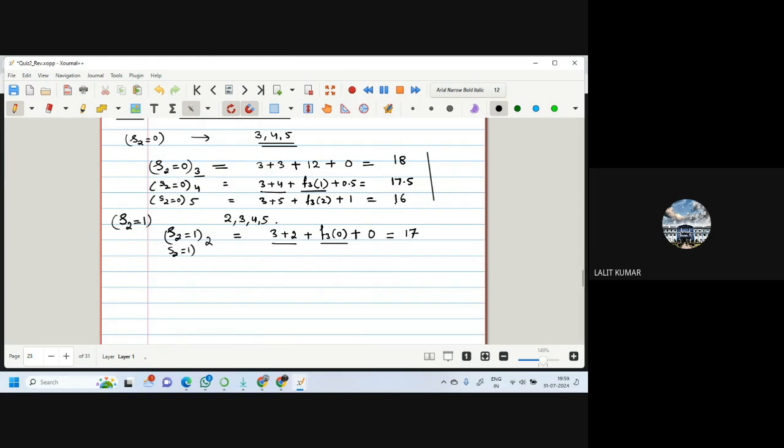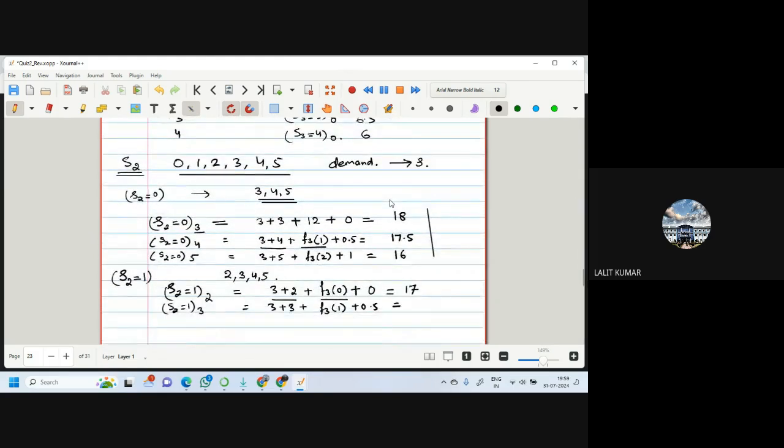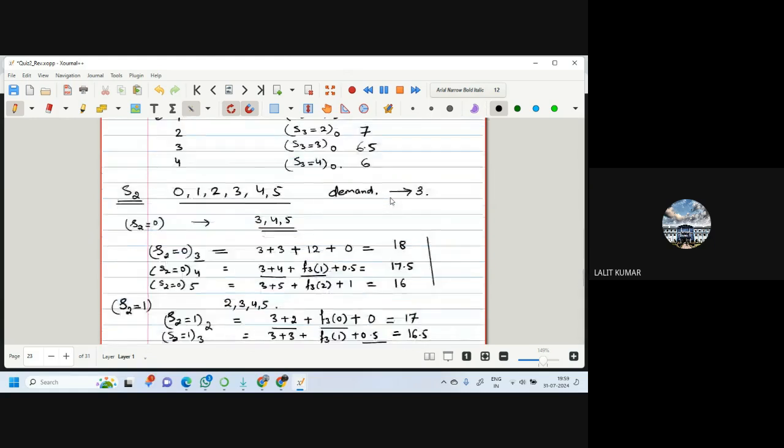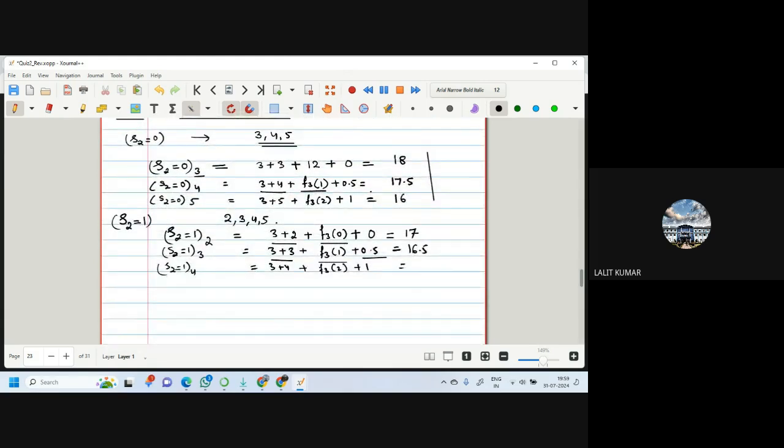S2 is equal to 1. I order 3. 3 plus 3. I consume 3. Carry forward 1. Its cost is 0.5. And I take the minimum of F3 1. F3 1 minimum is 10. So 3 plus 3, 6, plus 10, 16, this becomes 16.5. S2 is equal to 1, order 4, 3 plus 4, consume 3, take 2 forward, cost of those 2 is 1. F3 2 minimum is 7. So 7 plus 7, 14 plus 1, 15.